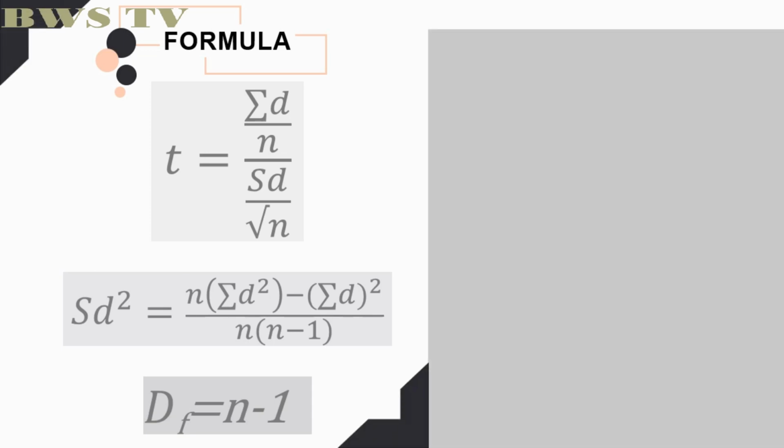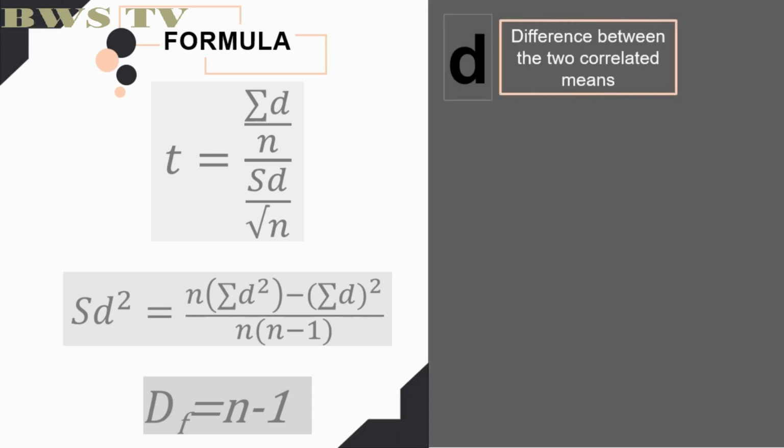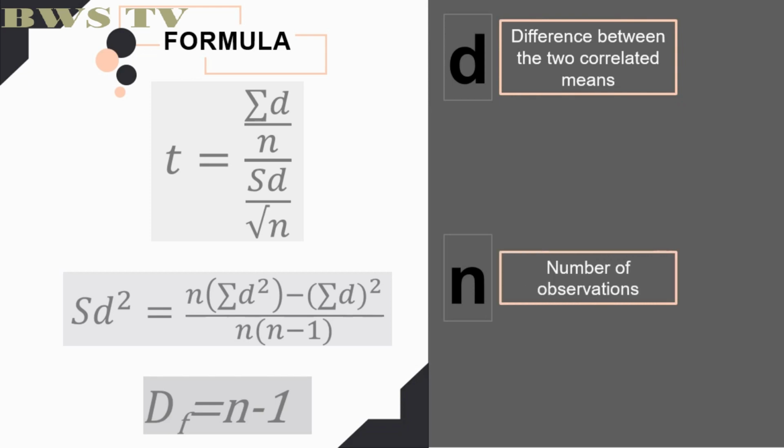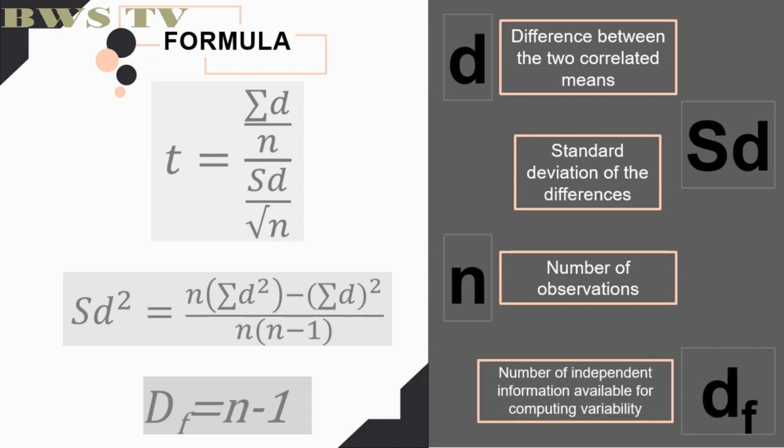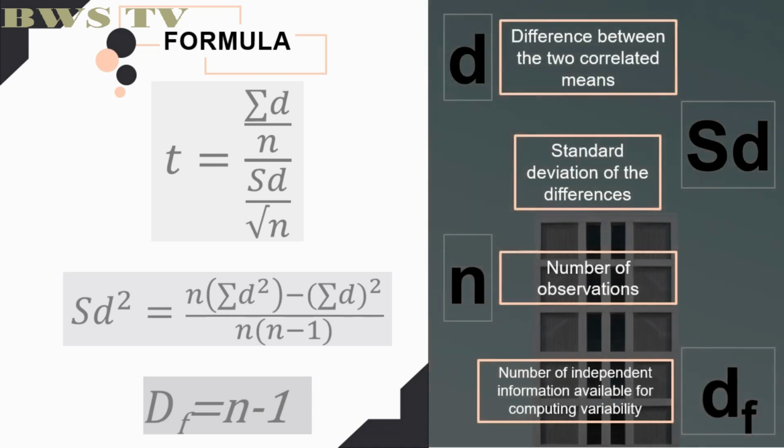D stands for the difference between the two correlated means. n represents the number of observations. SD is the standard deviation of the differences. And df, or degrees of freedom, signifies the number of independent information available for computing variability.